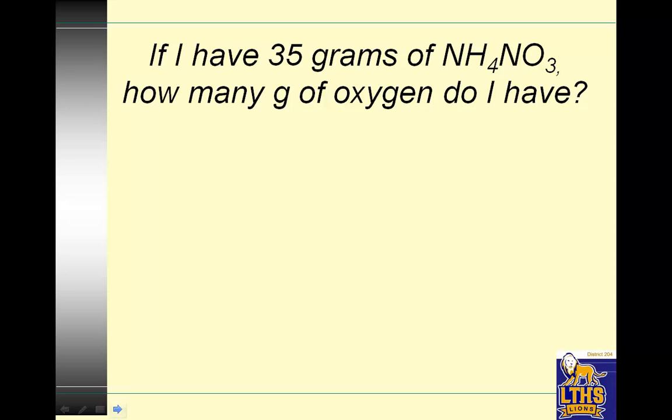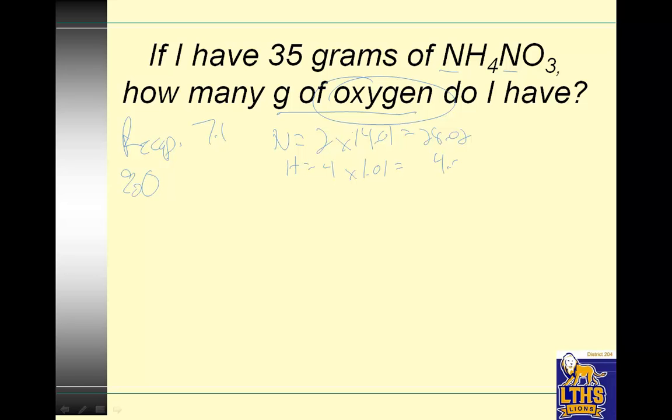If I have 35 grams of NH4NO3, how many grams of oxygen do I have? Now, this is the only thing that is a recap from, I think, podcast 7.1. If I want to figure out how many grams of oxygen are in here, I need to first do the percent composition. So I need to first find the percent oxygen in NH4NO3. For this, N equals 2, and I go to the periodic table. So 2 times 14.01 is 28.02. And hydrogen, there's 4 of them, times 1.01, 4.04. And then I have oxygen, which is 3, times 16, which is 48.